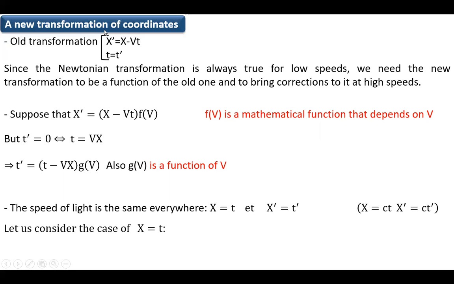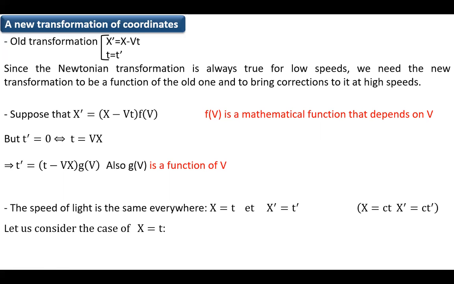So we will consider our old transformation x prime equals x minus vt. We will multiply it by a function f, which is of course a function of v, since our variation is related to the motion at a speed v. So the transformation should be x prime equals x minus vt, the old transformation, multiplied by a certain function f of v.